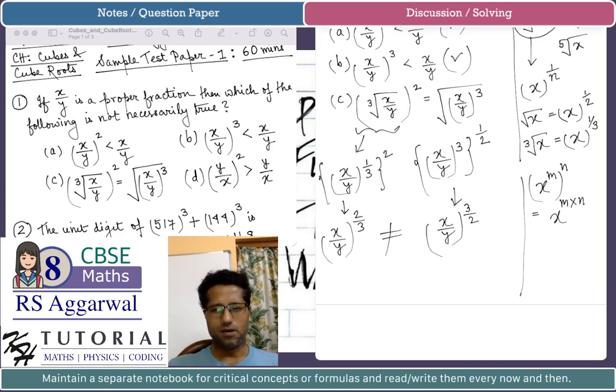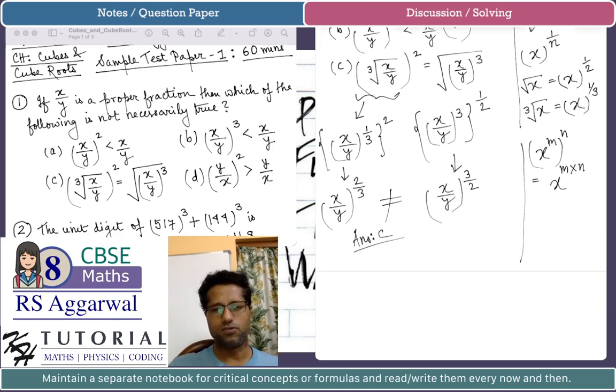So this is the correct choice. Now definitely C is not always true, so we can right away say that the answer is C, even though we have not seen what choice D is. Now let's see what choice D is. Choice D is saying that (y by x) square is greater than y by x.